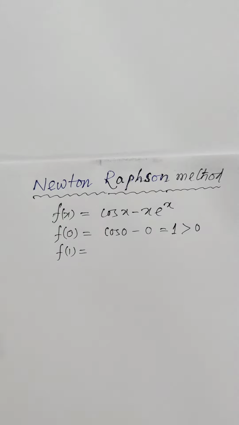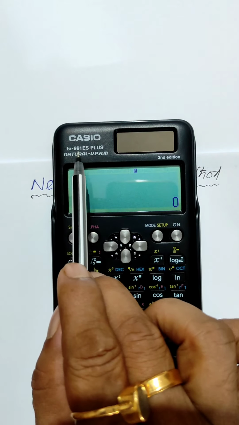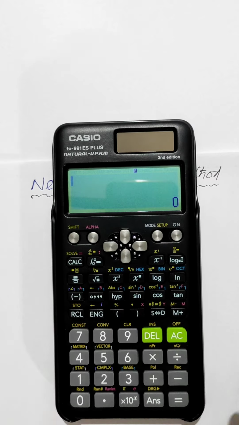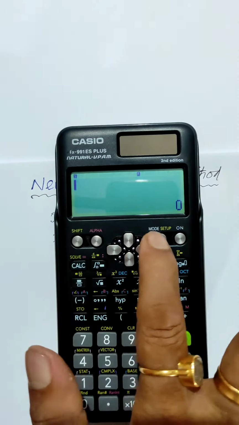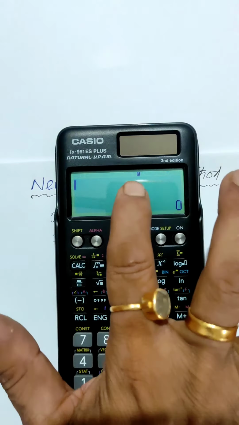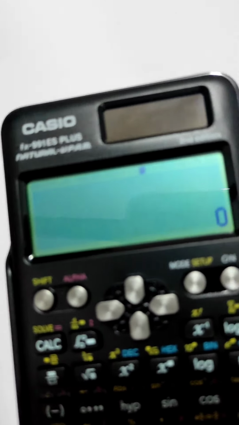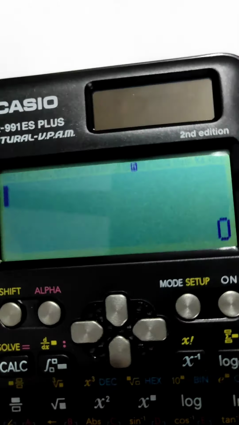So I will tell you one important factor. See here, this is the scientific calculator which I am using, it is Casio FX991 ES Plus. Okay, so in this case the most important factor is that you have to solve in radian mode. That means shift mode, and your radian is in 4. So press 4. So it is in radian mode. See, just see it. See here. It is written R. Clear? That means it is in radian mode.